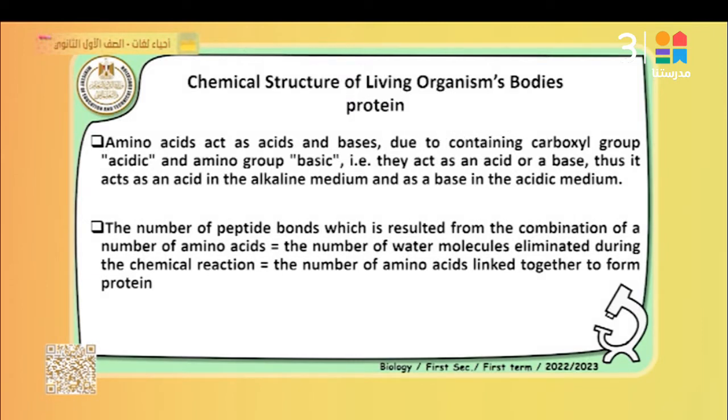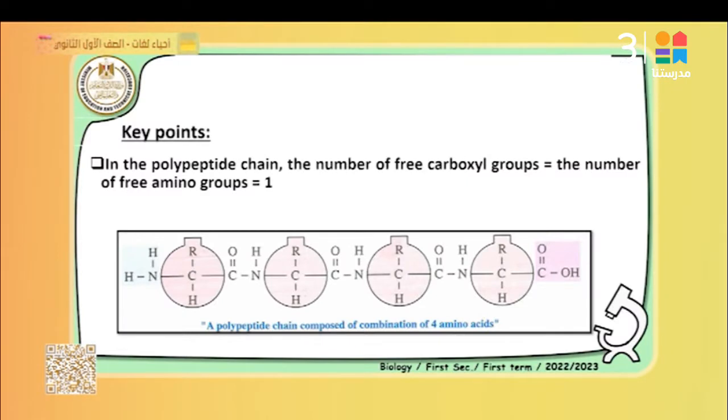That's right, amino acids act as acid and base. Focus on this point, please, because, God willing, the next episode explains enzymes, whose essential structures are proteins. So we need to know that the carboxyl group represents the acidic part and the amine group represents the basic part. In the polypeptide chain, the number of free carboxyl groups equals the number of free amine groups. Please focus on this point.